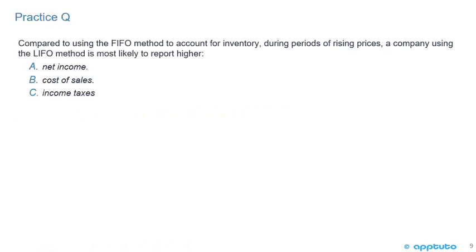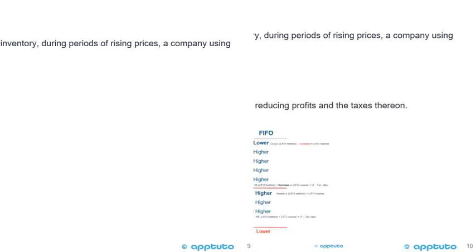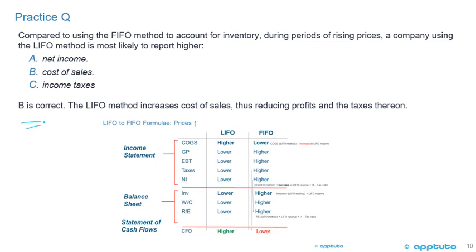And finally, one last practice question to finish this LOS. Compared to using the FIFO method to account for inventory during periods of rising prices, a company using the LIFO method is most likely to report higher A, net income, B, cost of sales, or C, income taxes. Okay, the correct answer is B. Compared to using the FIFO method during periods of rising prices, a company using LIFO is more likely to report a higher cost of sales.